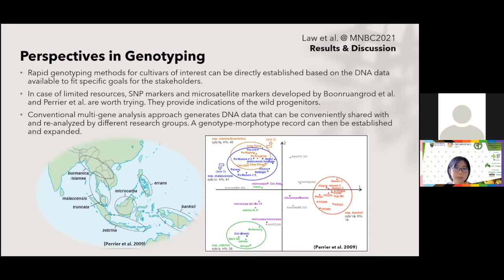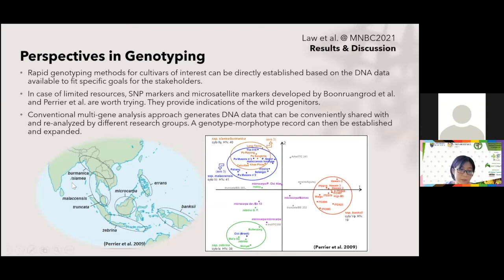DNA fragment, once sequenced and deposited into GenBank, anyone can take the sequence from GenBank, get additional data, and then reanalyze. That is convenient compared to high throughput sequencing. And the genotype and morphotype records can then be established and expanded by researchers in different locations.